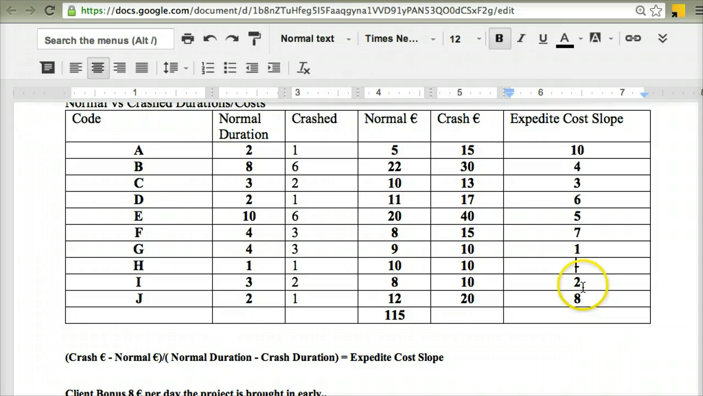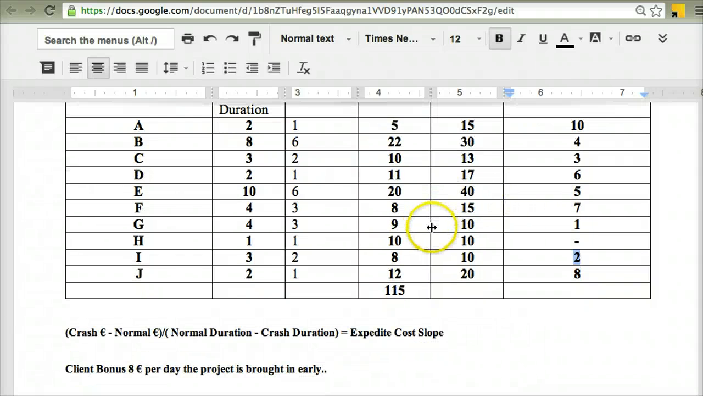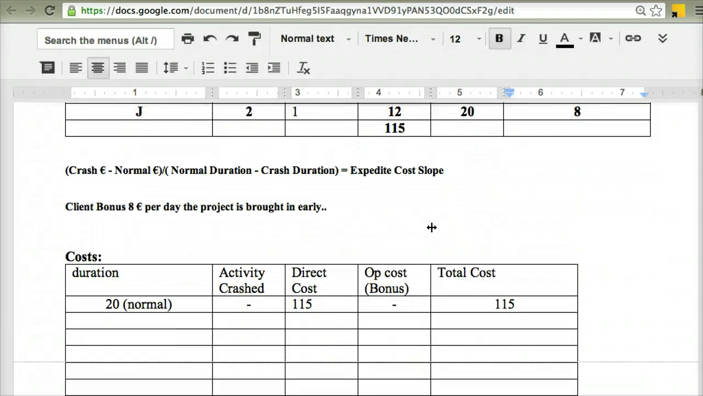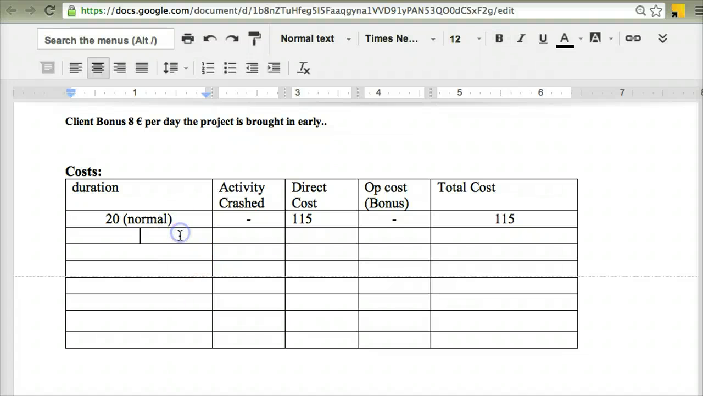So again, I see out of those 5 different activities, activity I is the cheapest one. And I can see I have the opportunity to crash I from 3 days down to 2 days. It'll cost me €2 to do that. 2 extra euros if you like. So that's what I'm going to do. I'm going to take the cheapest one that is on the critical path. So I'm going to move down and I'm going to start into that process.